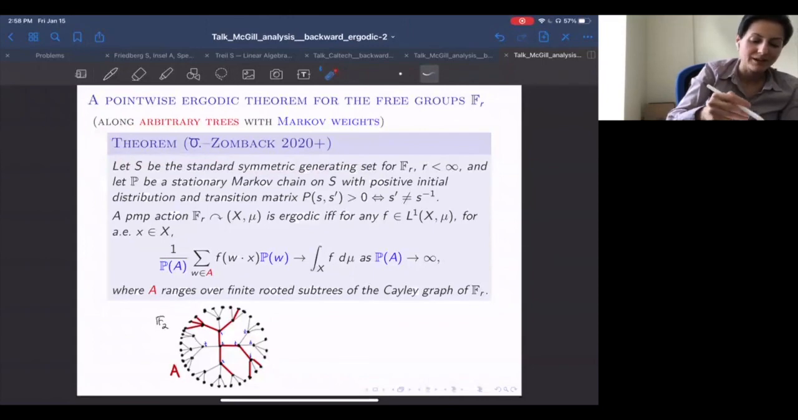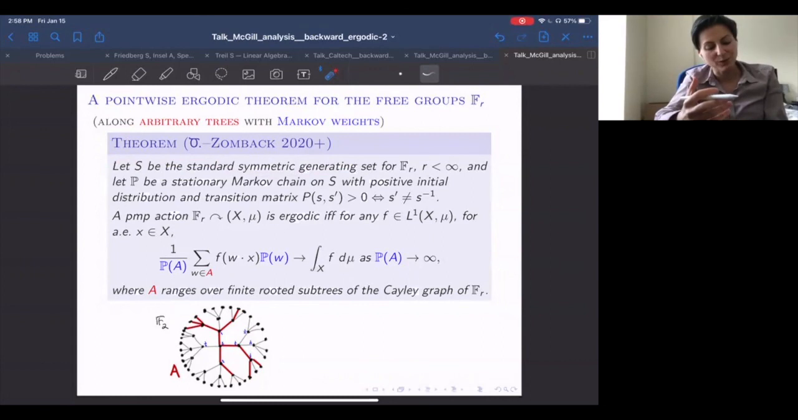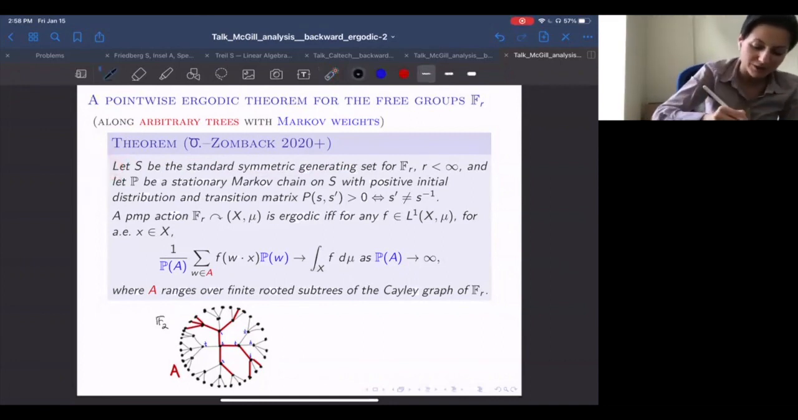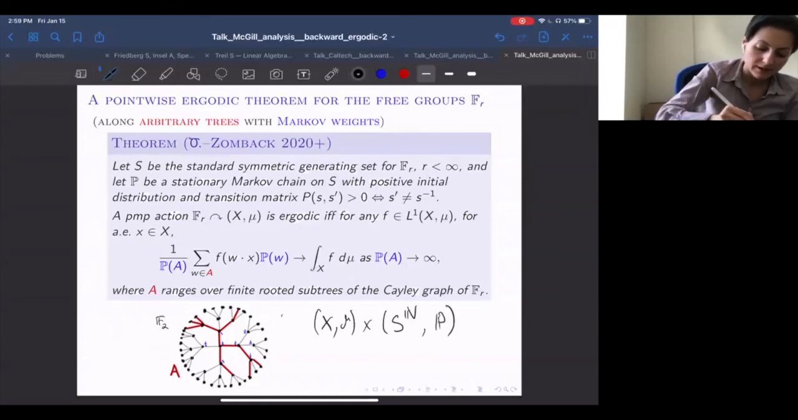we want to apply the backwards ergodic theorem. So we're given a group action, and we're trying to build a transformation for which the backwards ergodic theorem somehow gives this theorem. So the transformation we take is the following. We have this space X, and we take X with measure mu, product with the shift space. So this is the Markov thing. And the transformation we build goes from that space to that space.